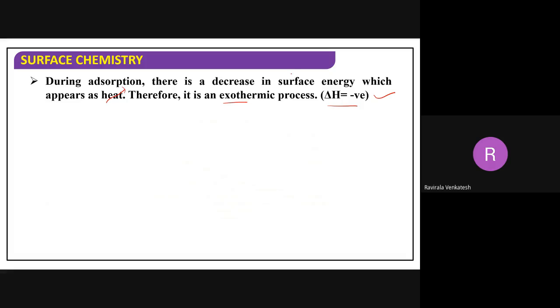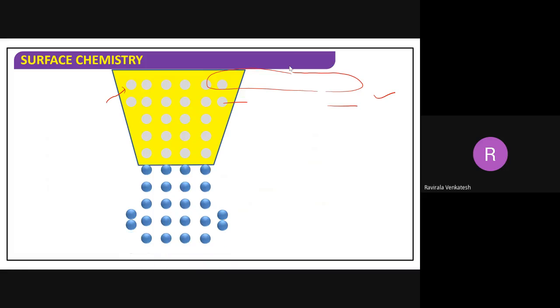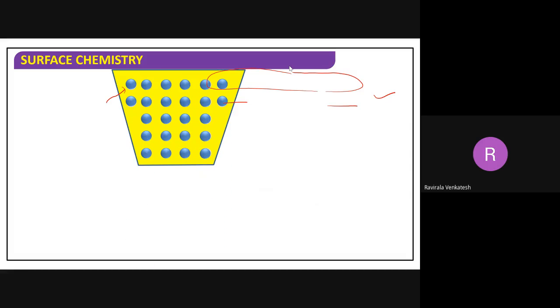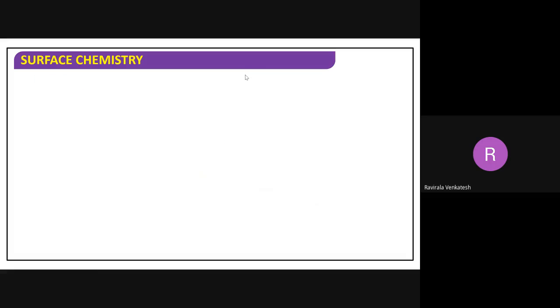Now why does this decrease in the surface energy take place? Let me discuss now. On the surface, the blue particles are adsorbing over the surface. The yellow is called the adsorbent, and the blue part is called the adsorbate. Actually, the phenomenon taking place is the adsorption process. Now in this process, what happened? Heat is released. You observe the heat is released, so you are calling it an exothermic process.